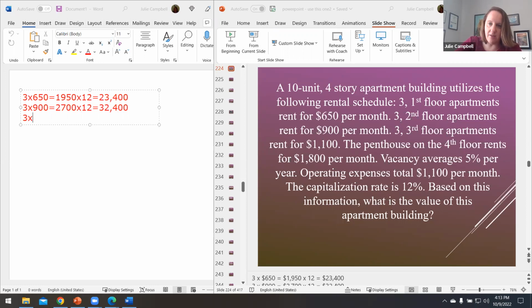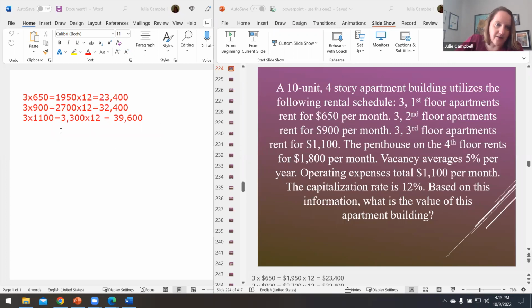I have 3 that rent for $1,100 per month, $3,300 per month. I want monthly, so we times by 12 to get $39,600 per year.